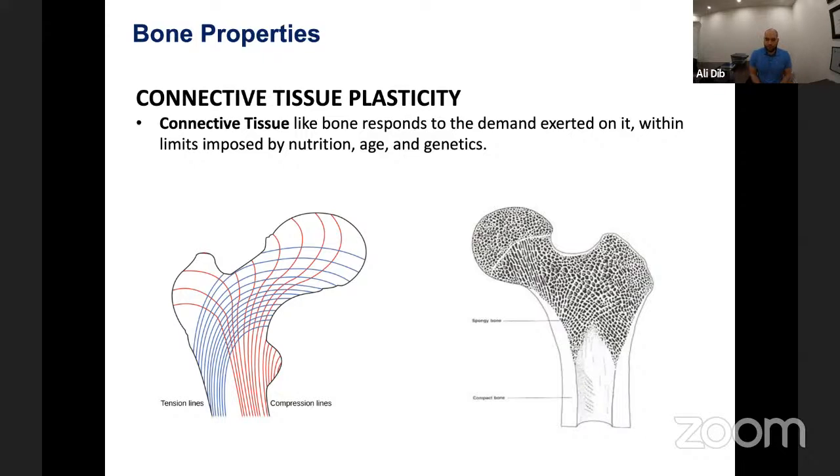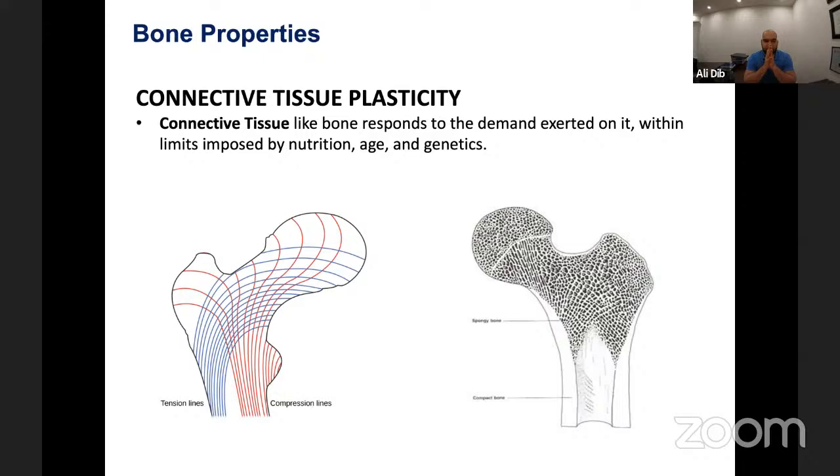Connective tissue, like bone, specifically bone, responds to the demand that's exerted on it, right? Of course, there are limits imposed on how much it can respond to the demand. Things like nutrition, age, and your genetics.